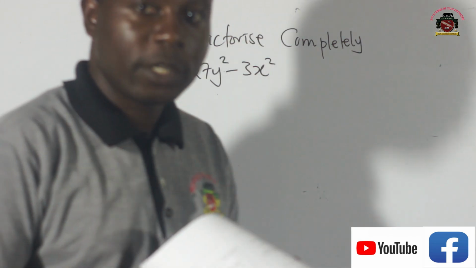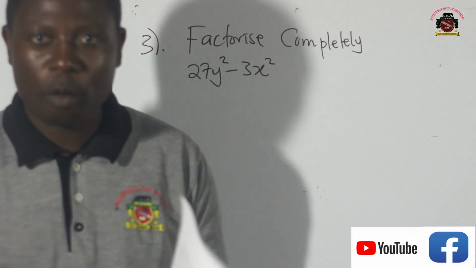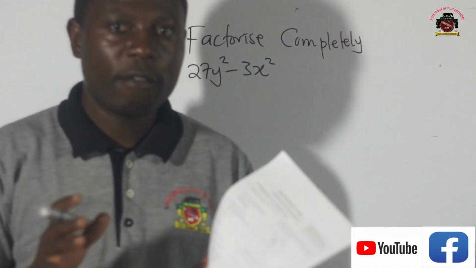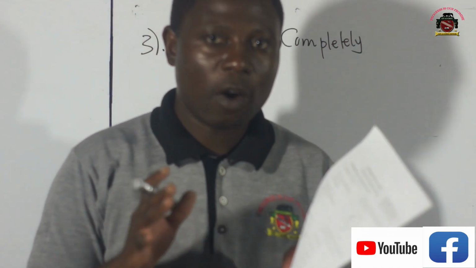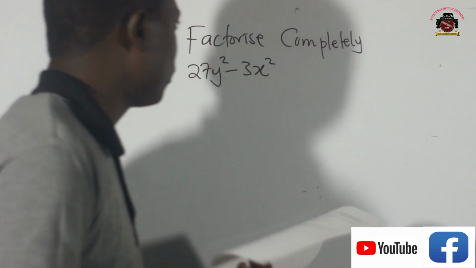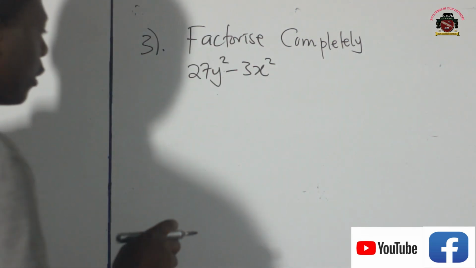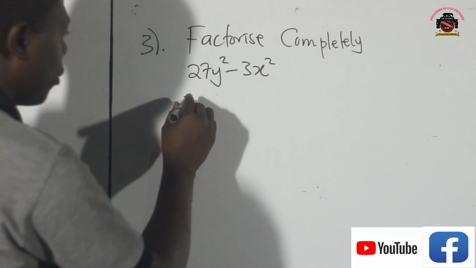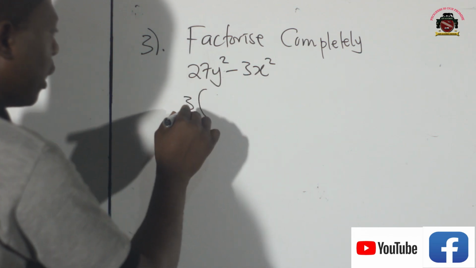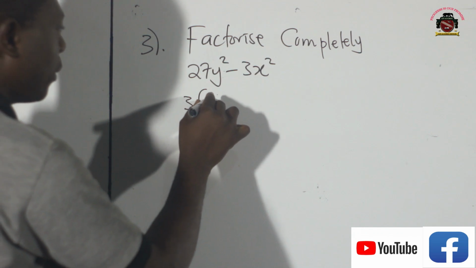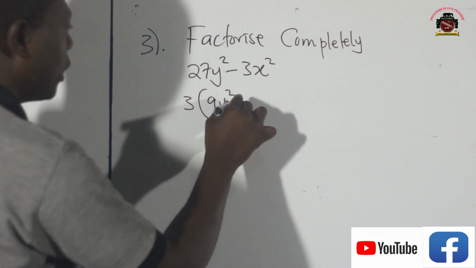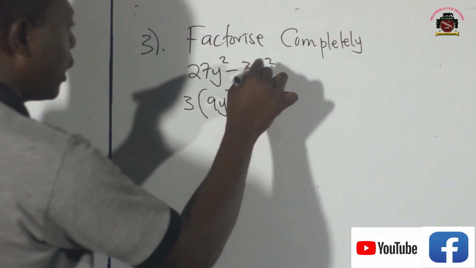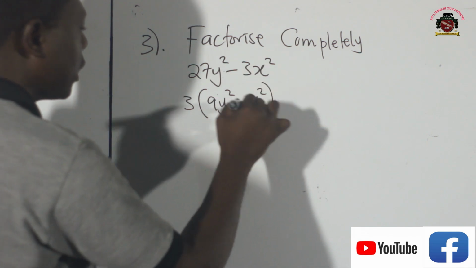The question here reads factorize completely. Now, how do you factorize this one completely? It's very simple because the first thing is to factor out what is common. As you can see here, 3 is common. So I'm going to say 3 outside, and then 3 into 27y squared, what we're getting is 9y squared, minus 3 into 3x squared, what I'm getting is x squared.